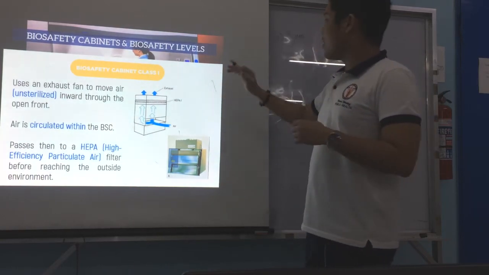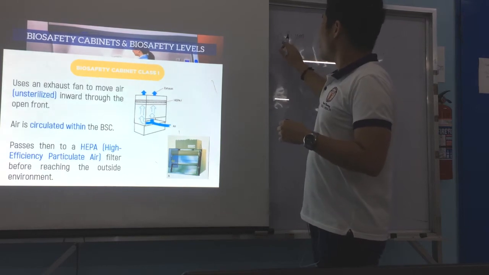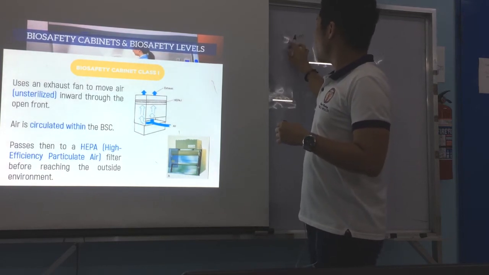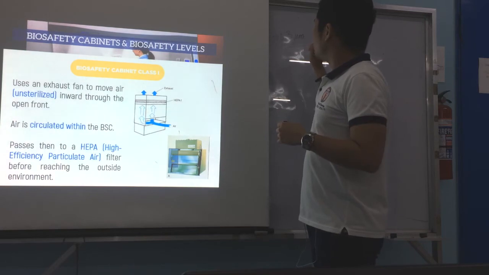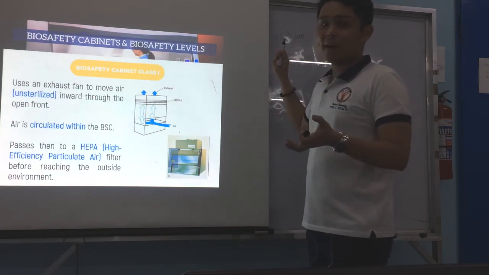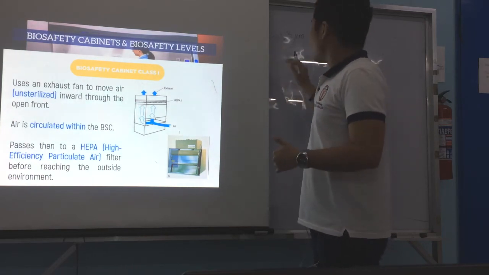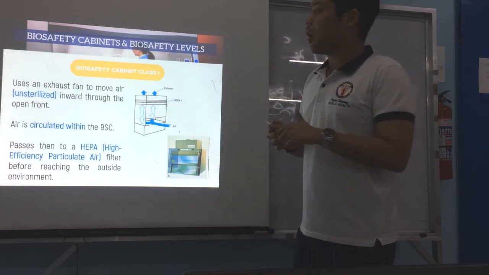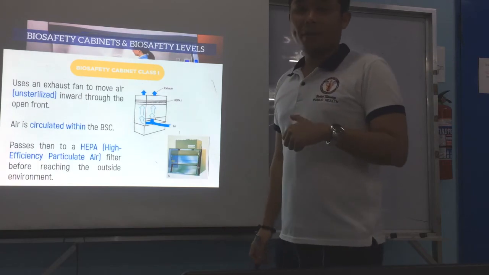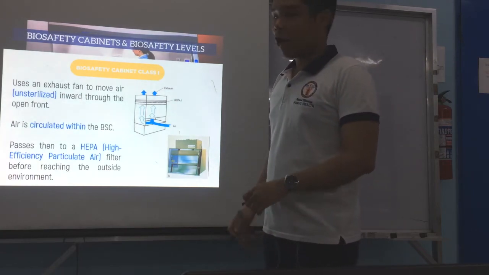So your HEPA filter, again, filters microorganisms with a size of greater than 0.3 micrometers. So as you can see, micrometers. Therefore, most of the time, it does not filter viruses, if I'm not mistaken. Okay? So again, it filters organisms that are greater than 0.3 micrometers. That's your HEPA filter. Okay?